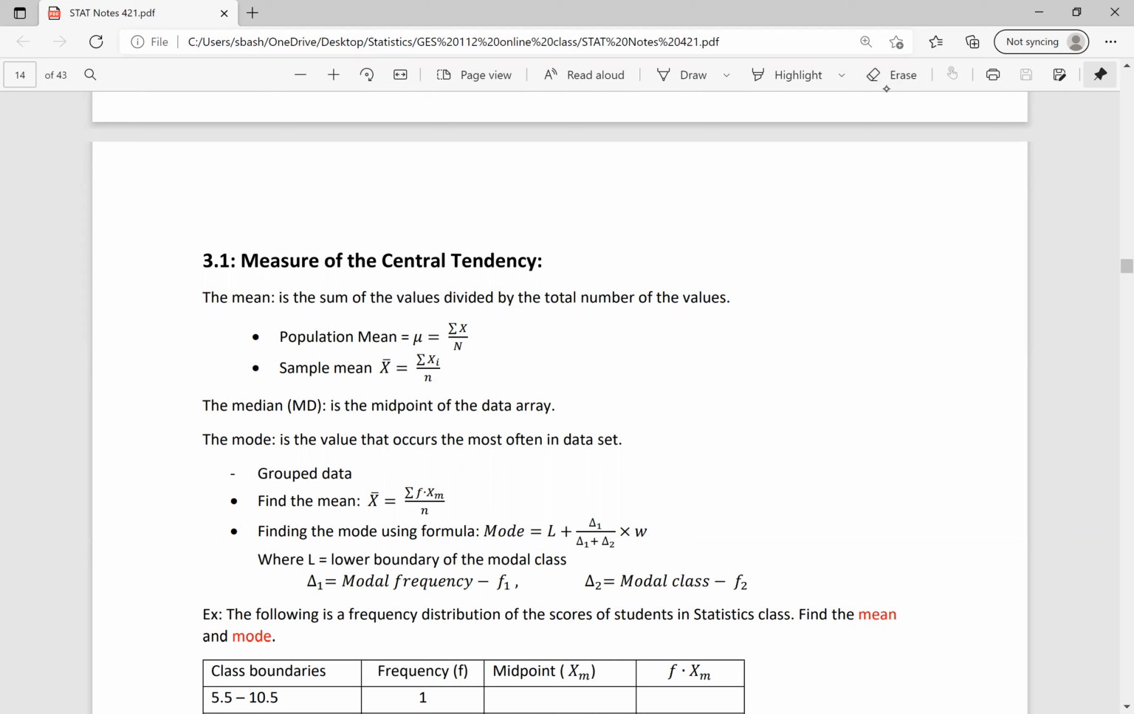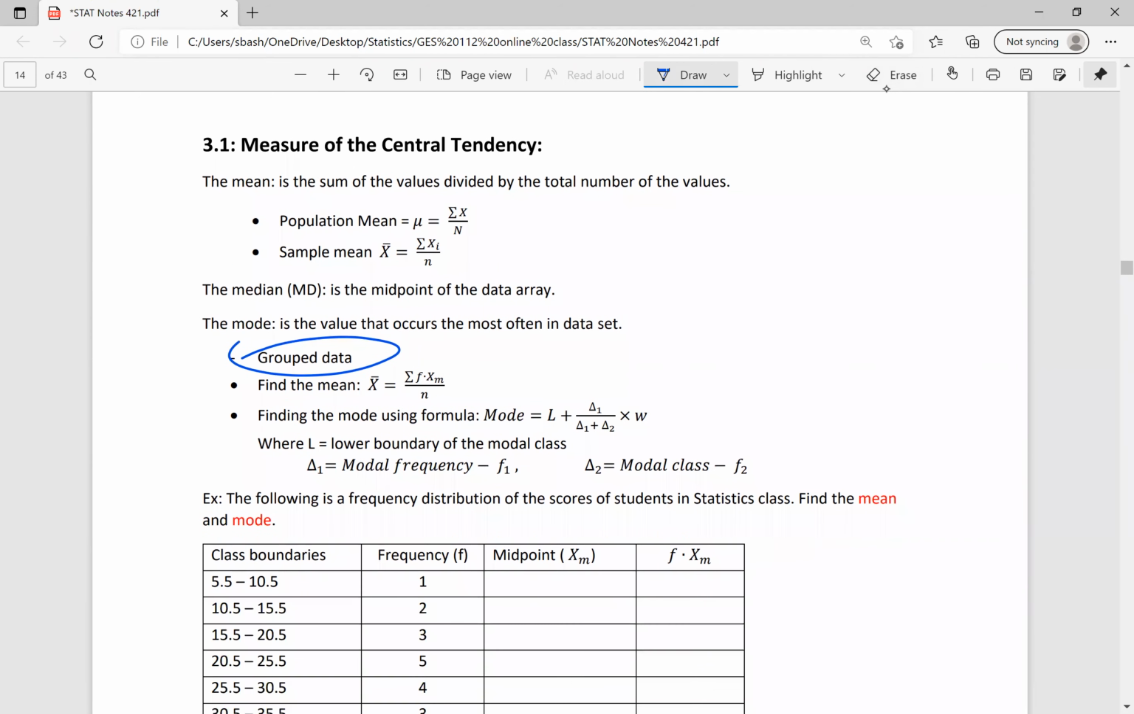In this part, we are going to speak about the grouped data, and we are going to find the mean, mode, and the median. Mean for the group data, median using formula or the graph, and also the mode, using the formula or the graph or the frequency distribution. Let's start by the mean for grouped data.